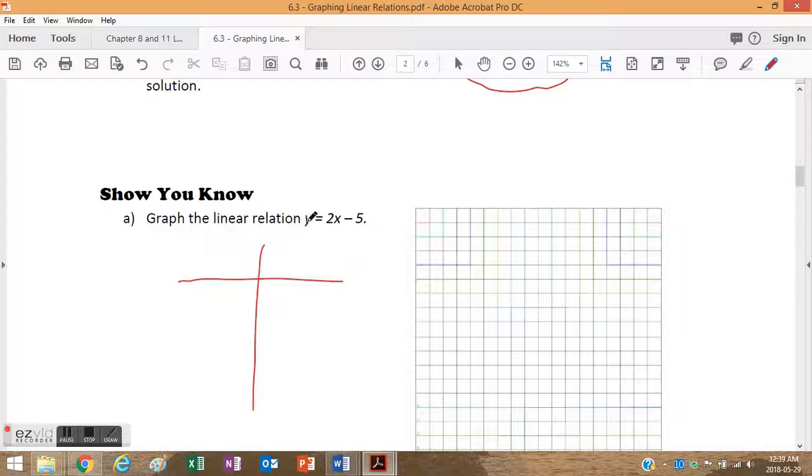What goes where? Well, we've got the y is all by itself. It's going to go on the right hand side. The x has got other stuff with it. It's got constants, -5. It's got a coefficient, 2. So it's going to go over here.